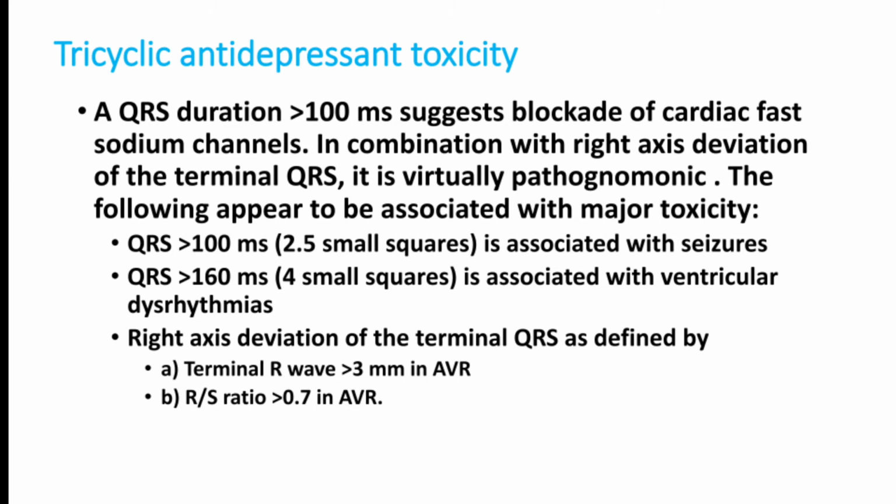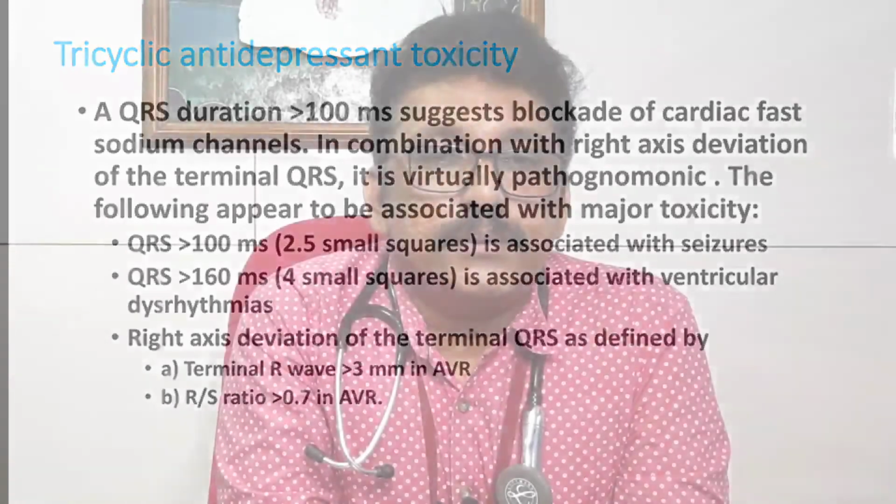Right axis deviation of terminal QRS is defined by a terminal R wave more than 3 mm in aVR. That is a very important and classical finding. R/S ratio more than 0.7 in aVR. So aVR is one of the major ECG leads in tricyclic antidepressant toxicity.